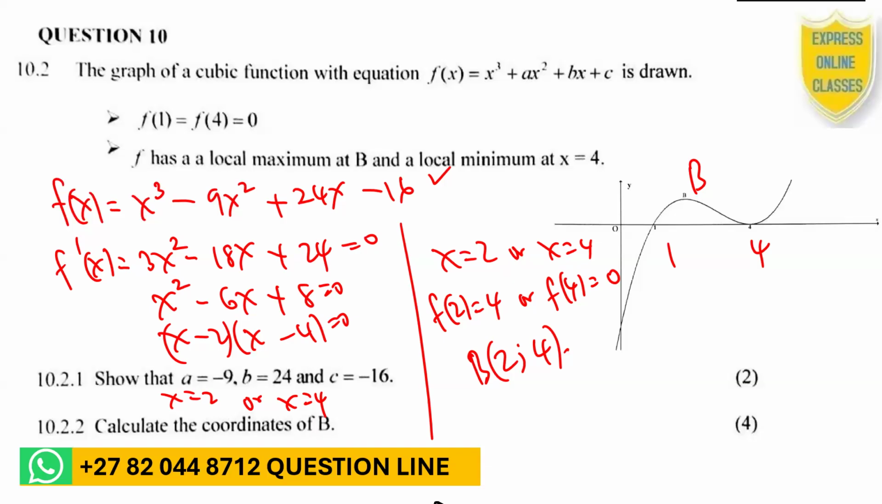Right. We continue. Okay. No question. We move on.